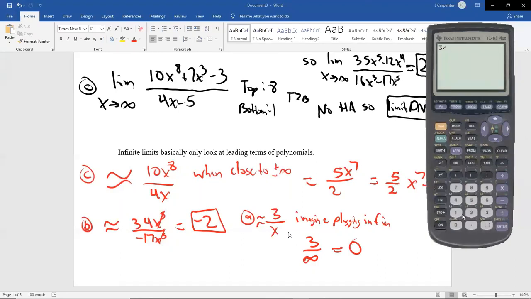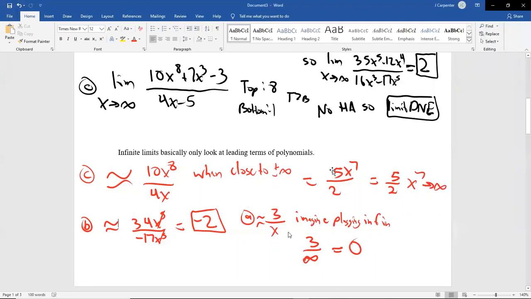3 divided by 1,000. Small number. Sorry, that was 10. 3, this thing hates multiple clicks. 3 divided by 1,000. Smaller. 3 divided by 1,000,000. Smaller. 0.00003. So as we get to dividing by infinity, this thing just goes to 0.